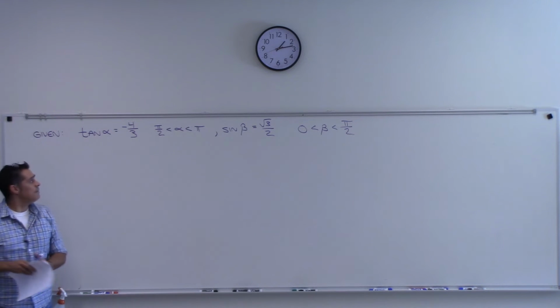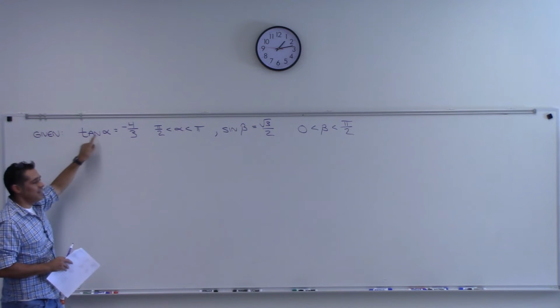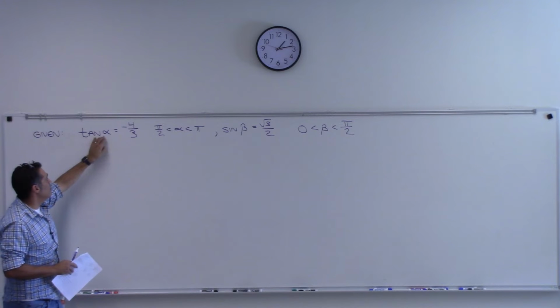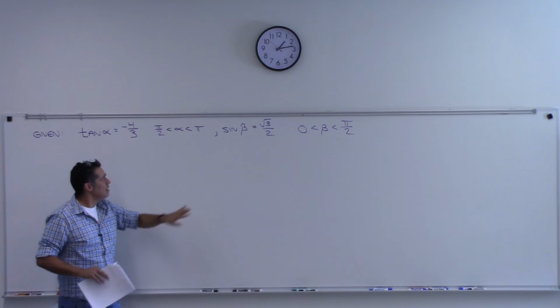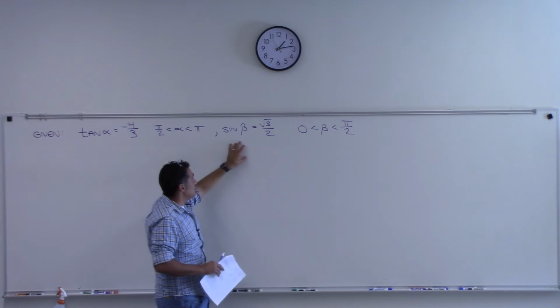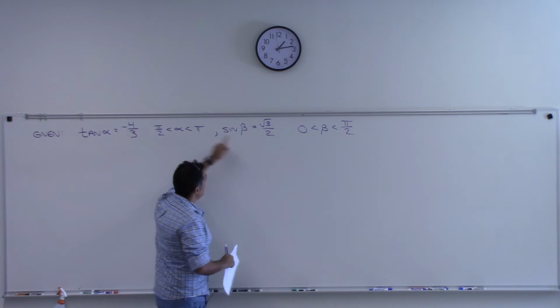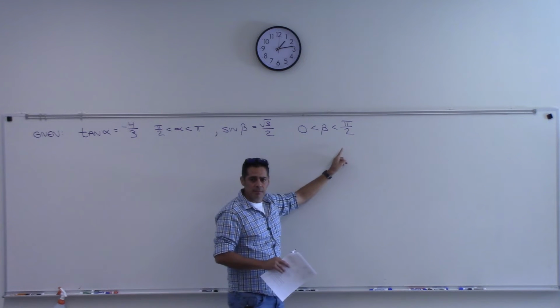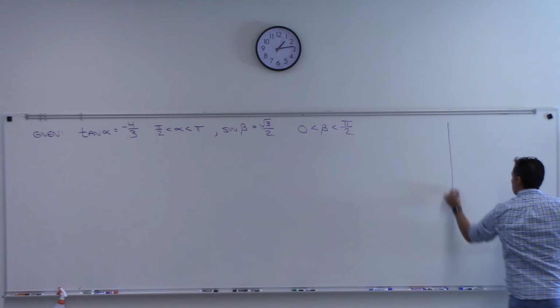So I'm giving you some information about an angle alpha. I'm giving you the value of tangent of that angle. I'm telling you what it is, and I'm telling you where the angle lives, what quadrant it's in. Then I'm giving you some information about beta, telling you what sine of beta is. That's a different angle, right? And I'm telling you where beta lives. And from that, I'm going to ask you all of these questions.